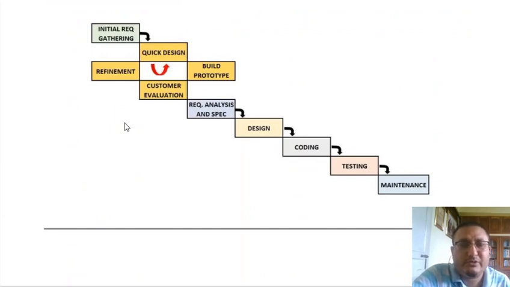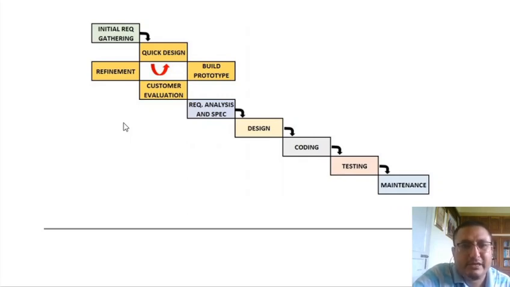Now, this is a very simple pictorial representation of the prototyping model. Here we have the initial requirement gathering phase, then the prototyping phase, then requirement specification, then the actual development: requirement specification, design, coding, testing, and maintenance. In the prototyping model, first the requirements are gathered, then a quick design is made, then a prototype is developed, and the customer evaluates the prototype. If the customer is not satisfied, the prototype is refined and the process is repeated until the prototype is accepted by the customer. Once the prototype is accepted, the actual development starts.